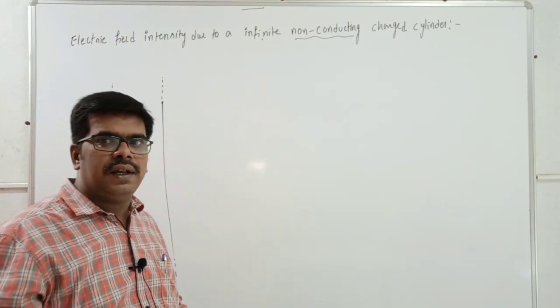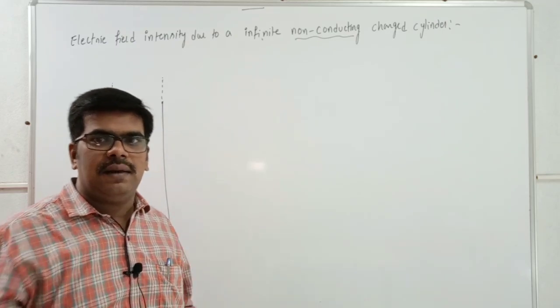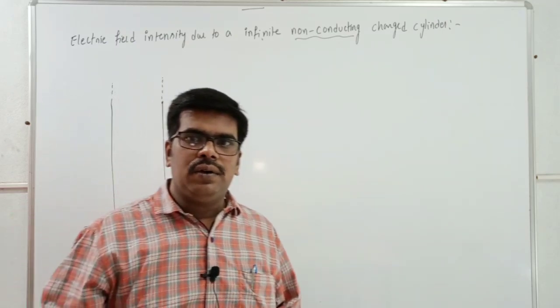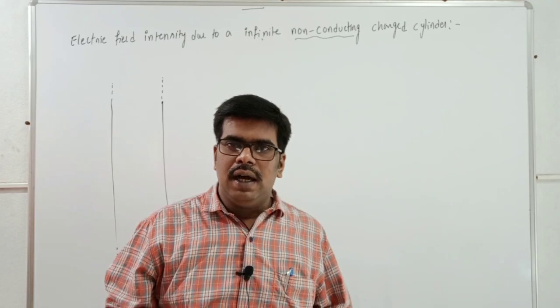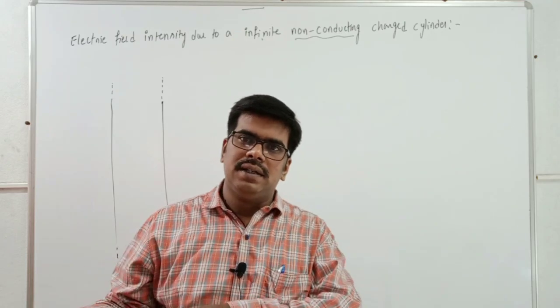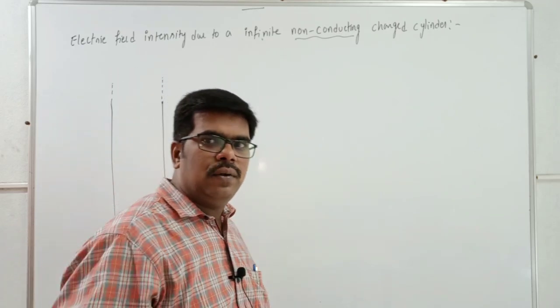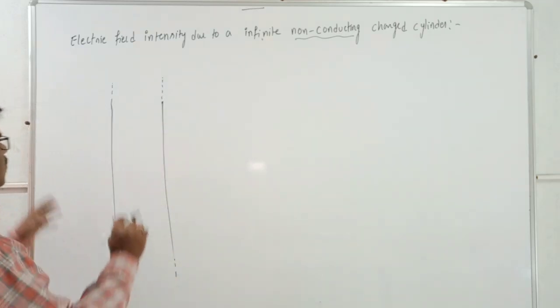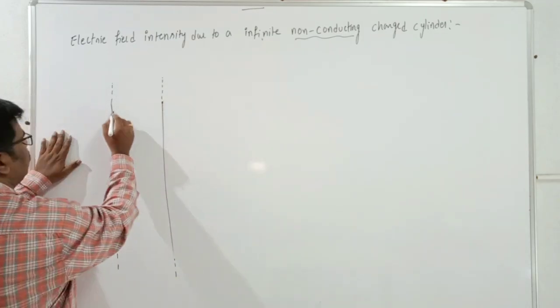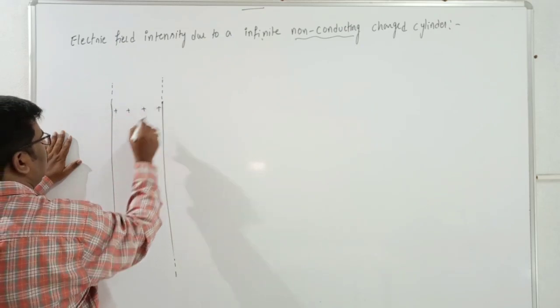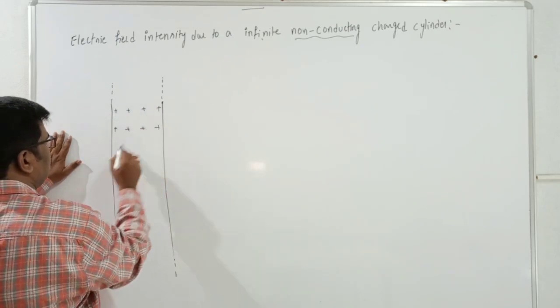That's why, instead of taking surface charge density as we did in the previous case, here we are going to take the volume charge density. Why? Because the charge is completely spread throughout the body. So now the charge is present completely inside as well as outside of it.